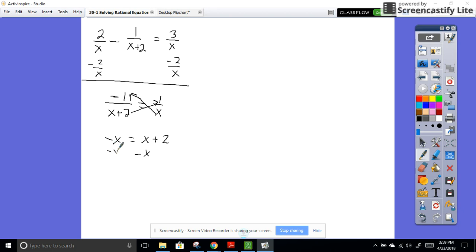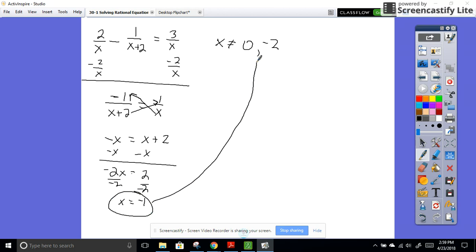Subtract x from both sides. -2x equals 2. Divide by 2, divide by 2. Oh, divide by -2. X equals -1. And of course, you'd need to go back and check the restrictions at the very beginning. X can't be 0, and x can't be -2. We did not get either one of those right there. So that answer is okay. So x is equal to -1.